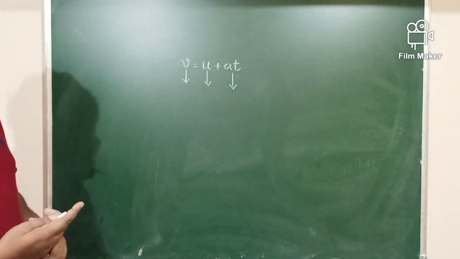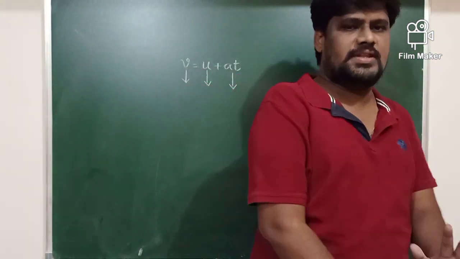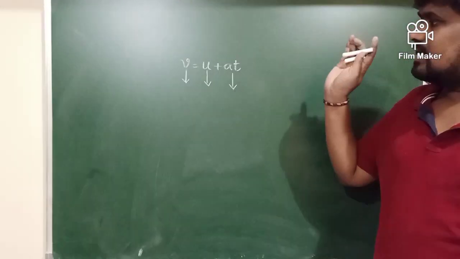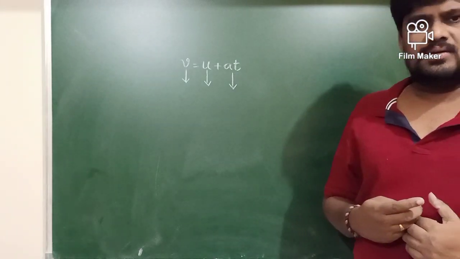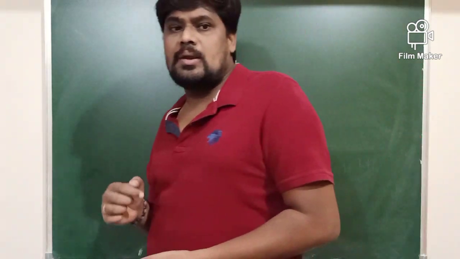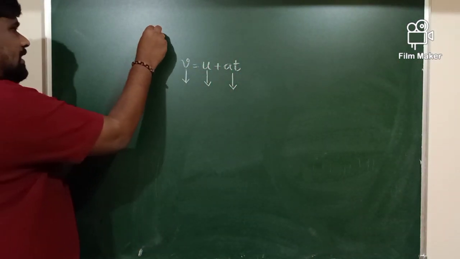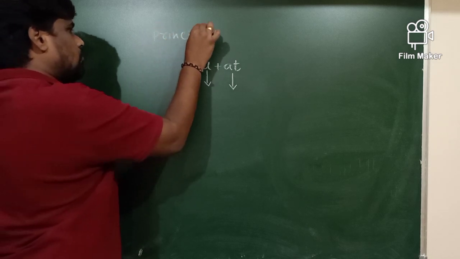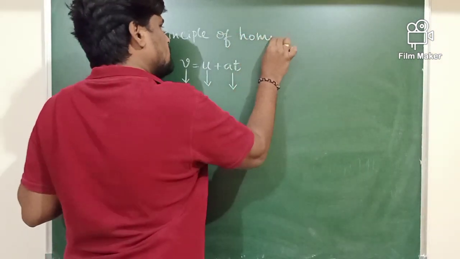In simple terms, if all the terms have the same dimensional formula, then only that equation is said to be dimensionally correct. So for checking the correctness of the given equation, we are making use of the principle of homogeneity. Which principle are we using? The principle of homogeneity.